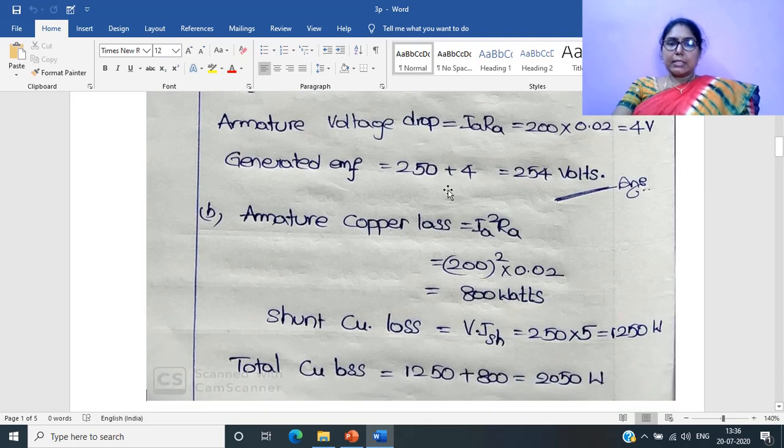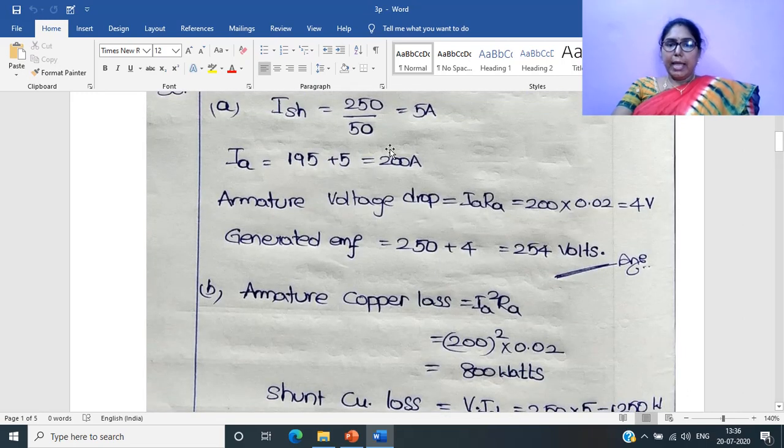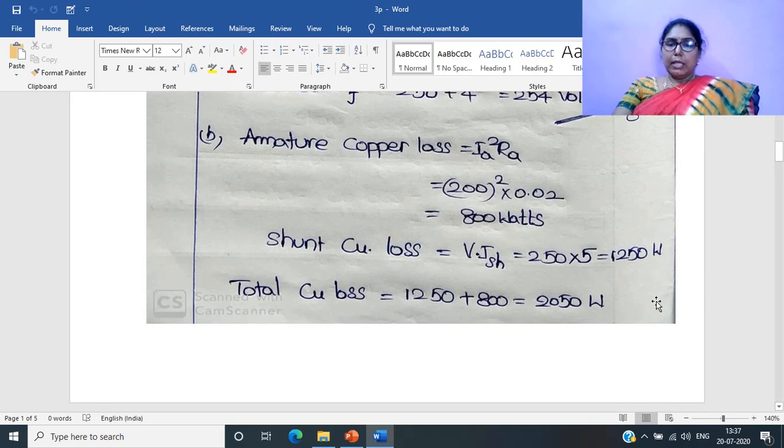Next bit they asked about armature copper losses. The formula for this one is IA square RA. What is the IA value? Earlier we calculated that, it is 200 amperes. So IA is 200 squared into RA, they mentioned 0.02 ohms. Together it will give you 800 watts. We calculated the armature copper losses, and we need to calculate the shunt copper losses also. This can be calculated by the formula V into ISH, or sometimes we can calculate by using ISH square into RSH.